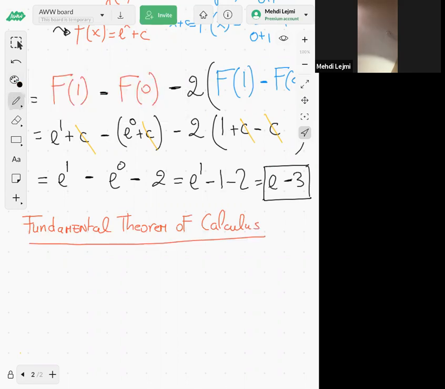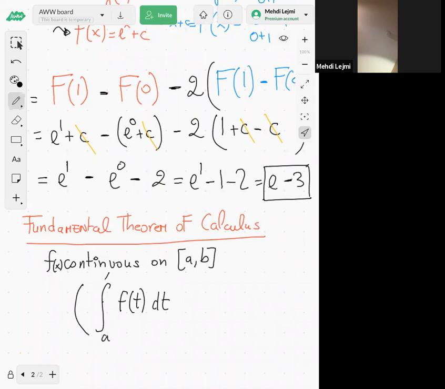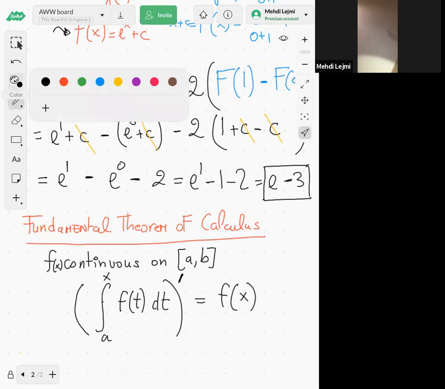So we have a function f of x continuous on this interval a, b, right? So what does this fundamental theorem of calculus say? Well, it says that the derivative of the integral, so we have this integral of, let's say, f of t dt going from a to x, the derivative of the integral would be equal to just the function itself, f of x. So the idea here is that this derivative and this integral cancel out, okay?